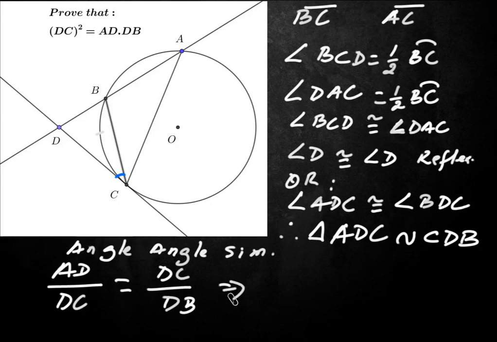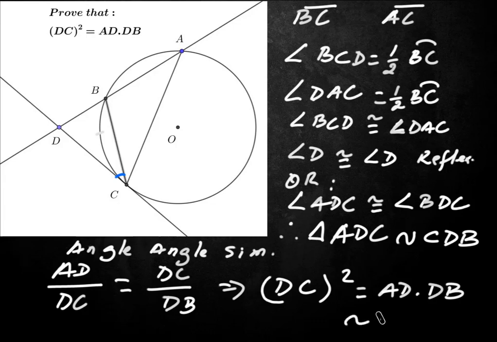This shows that DC squared is equal to AD times DB. So that's all we wanted to show.